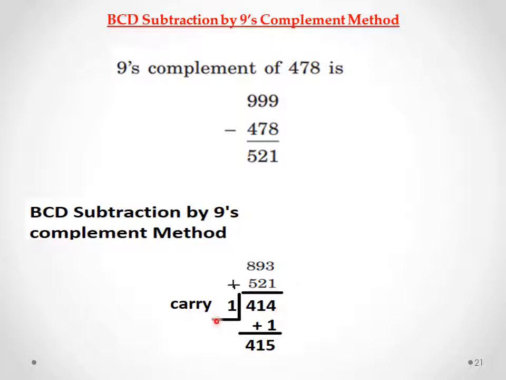Now we add these. We get a carry. In this 9's complement method, we have to add the final carry, so we will get the answer 415.